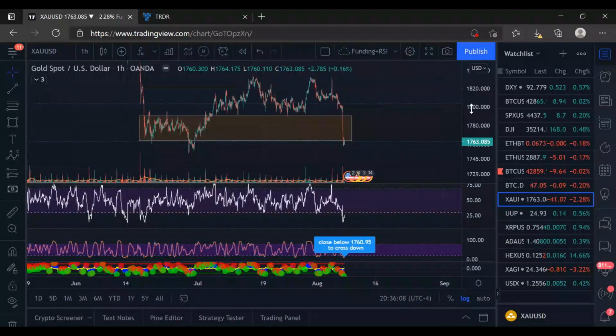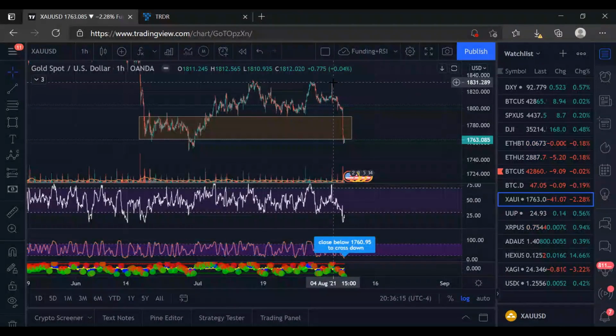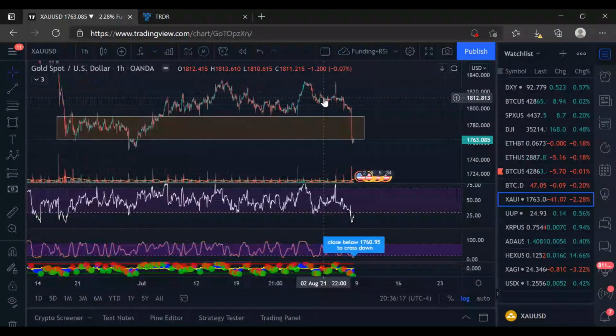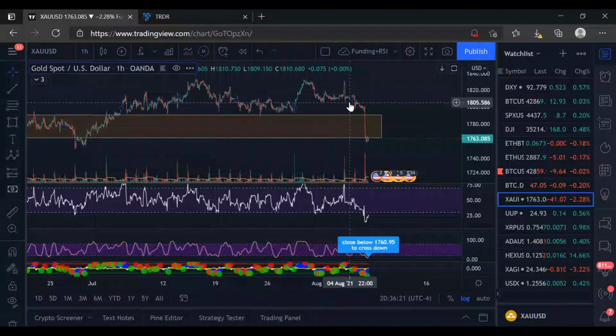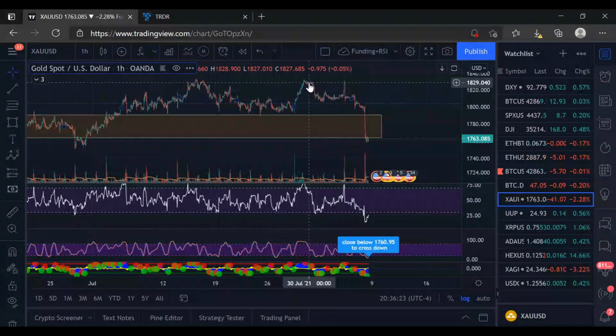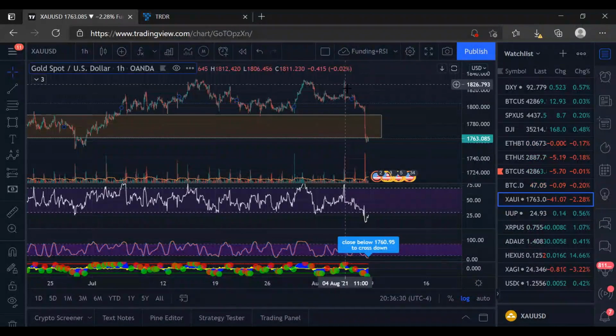All right, what do we got here? Got a nice distribution range, kind of popped up. And look at that, straight up wick and rejection. People thought, okay, this thing's going down. They started shorting all through here, stopped them all out, and then it went in their direction.